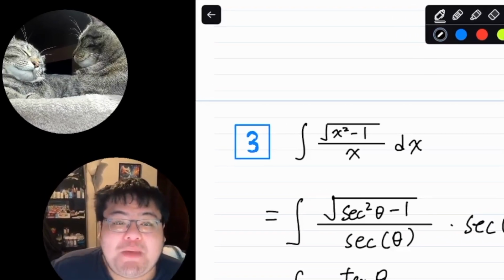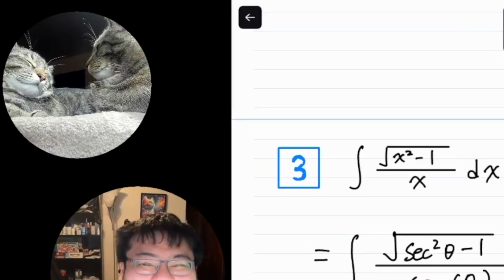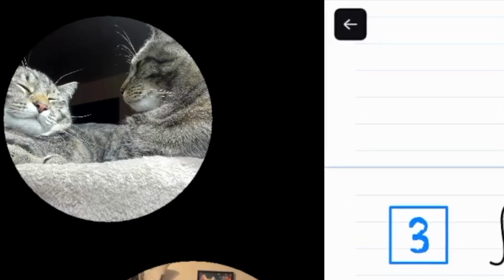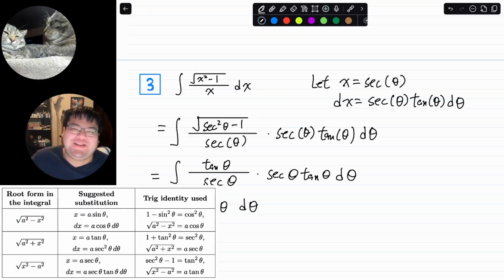They are sleeping and looking at each other. Oh my god, they're so cute. They are Rocky and Stormy. Rocky on the left, Stormy on the right.